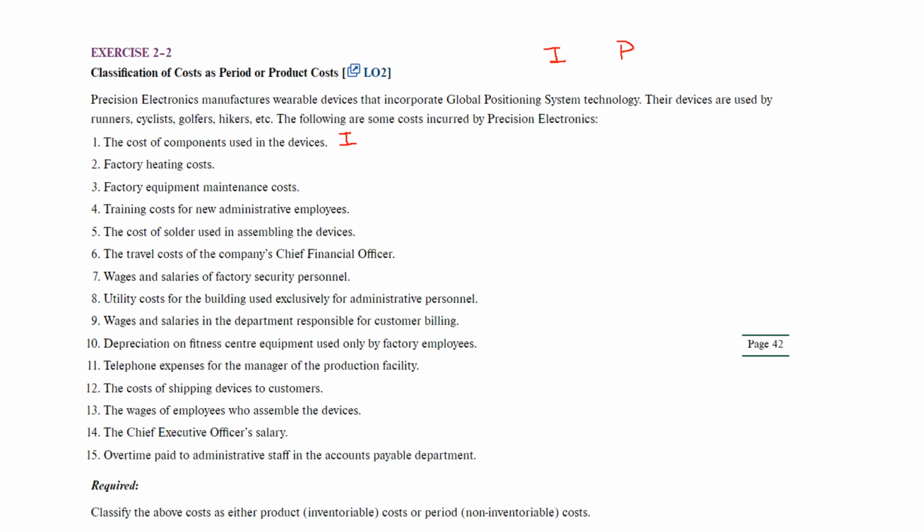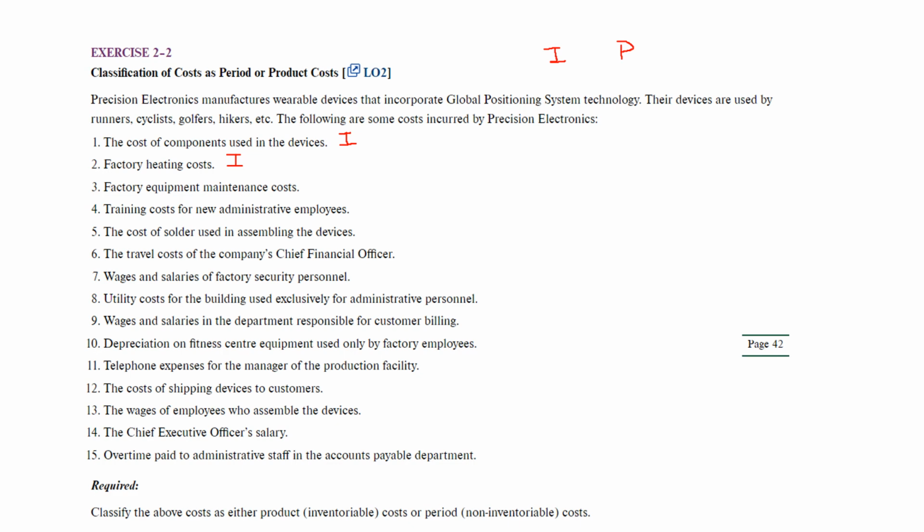Next is the factory heating costs. So this would also be a product cost. The reason being is that it's contributing to the production facility. It's a utility of the manufacturing facility, so it'll be captured in our manufacturing overhead, which falls into our product costs.